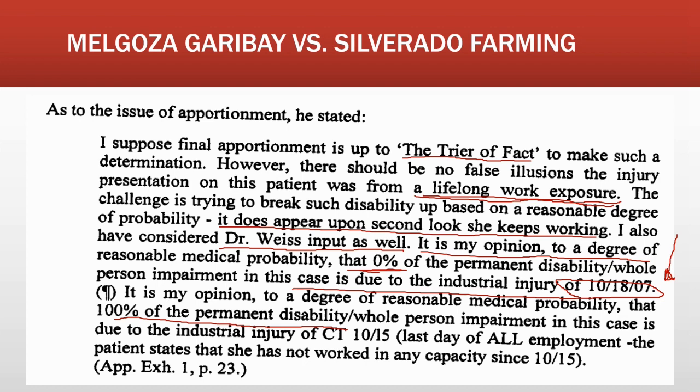is due to the industrial injury of 10/15, which is the last day of all employment, because the patient states she has not worked in any capacity since 10/15. So here, even though the examinee continued to work only for the defendant of record, which is Silverado Farming in this case, she only continued to work for Silverado Farming through April 2015. He describes a cumulative trauma injury extending through 10/15, now with a different employer. And he provides for 100% of the permanent disability to be due to those exposures with both of those employers.